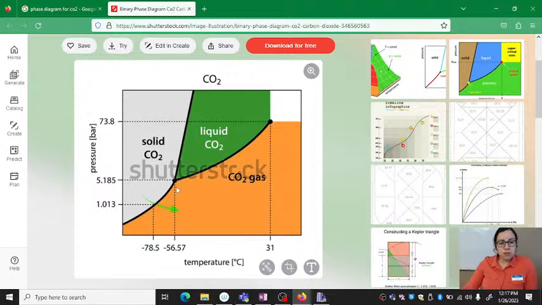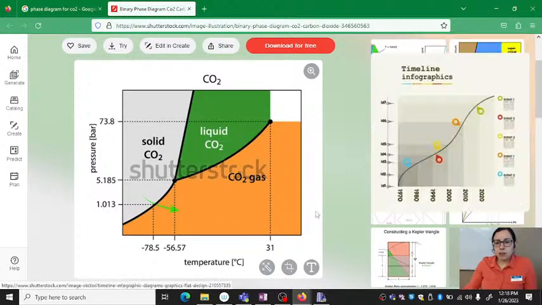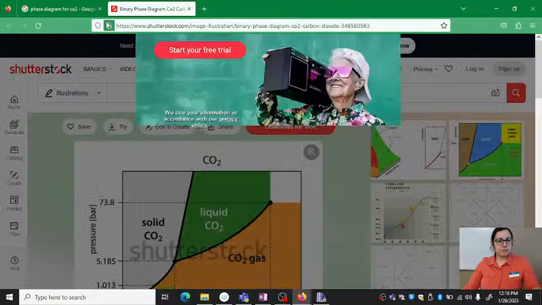So CO2 is going to be centered around its boiling point and its freezing point. We have negative 57 degrees Celsius labeled here with our triple point. And for some reason, this one has pressures in bar. But again, you roughly get the idea. And it's always solid, liquid, gas. Just depends on what substance you're looking at.